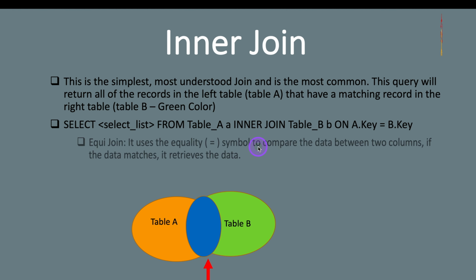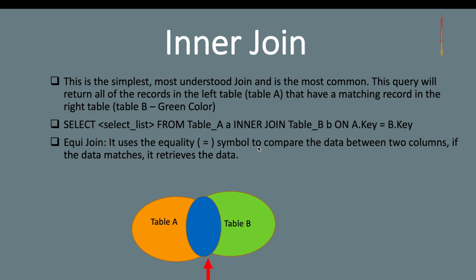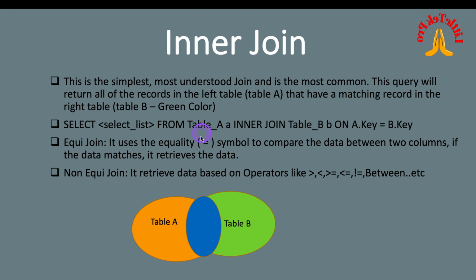And as we discussed, there are two types of InnerJoin. One is EquiJoin, and the other one is Non-Equi join. In EquiJoin you can use the equal symbol, and in Non-Equi join you can use greater than, less than, greater than or equal to, less than or equal to, not equal to, between, all these symbols. Based on the requirement you could decide which join to use to retrieve the data. We're going to discuss these two joins now, how to retrieve the data from the tables. So let's go to the MySQL workbench.